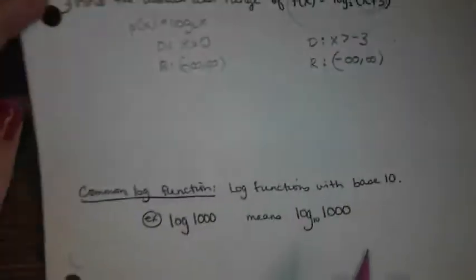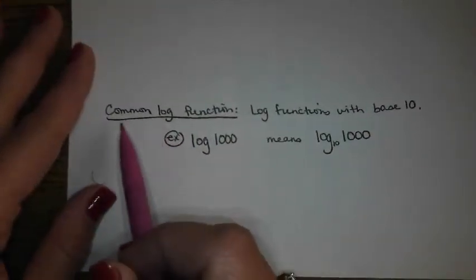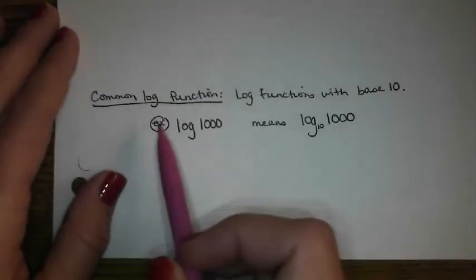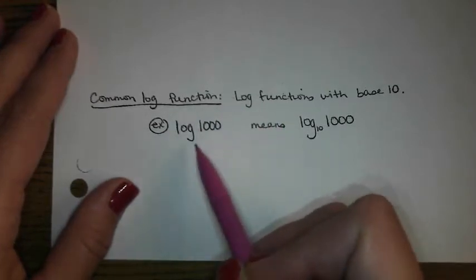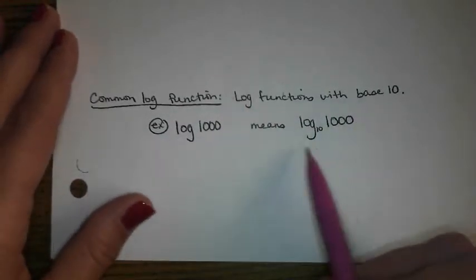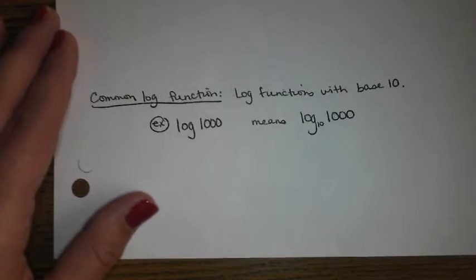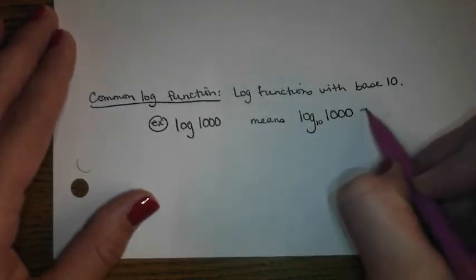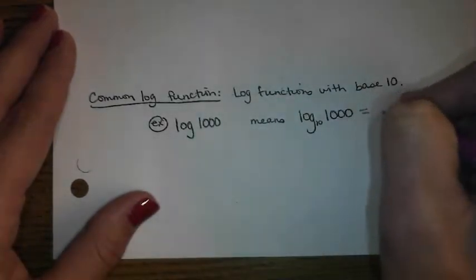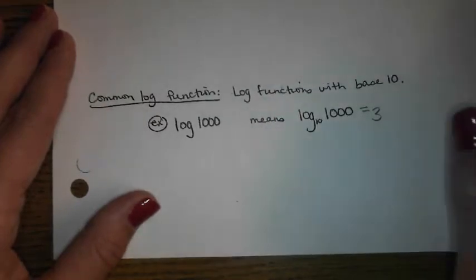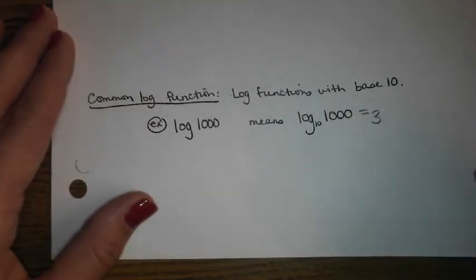Okay, the common log, unlike the natural log, we talked about the natural log yesterday with a base of e. The common log, when you just see log, has a base of 10. So just pointing that out. And just out of curiosity, what does this equal? 3. So if you don't have a base on your log, just to review, we know it's 10.